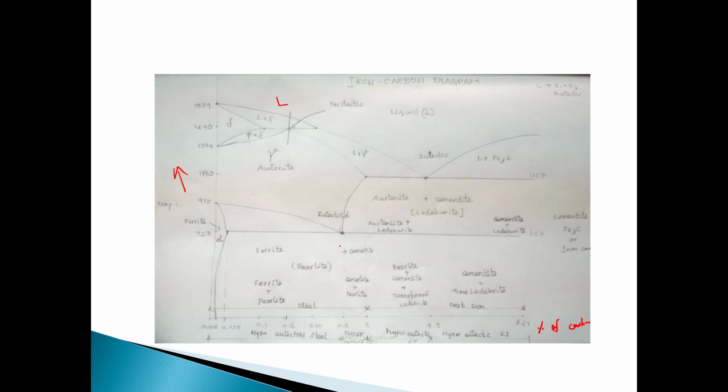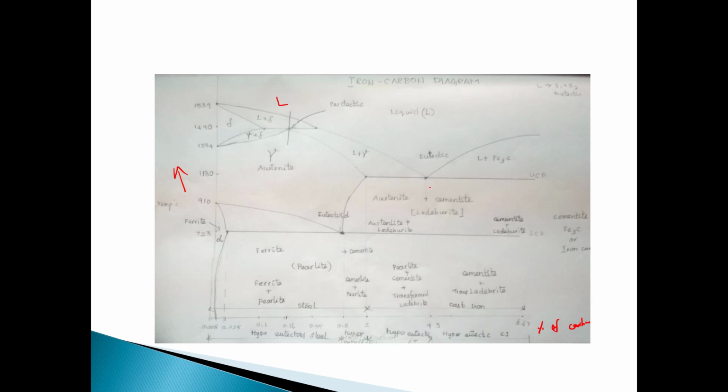Then below this eutectoid we have pearlite. The pearlite is the mixture of ferrite and cementite. And below the eutectoid we have the austenite plus cementite, that is known as ledeburite. In this region, austenite combination is more, so it is austenite plus ledeburite. So in this region, ledeburite is 100%.